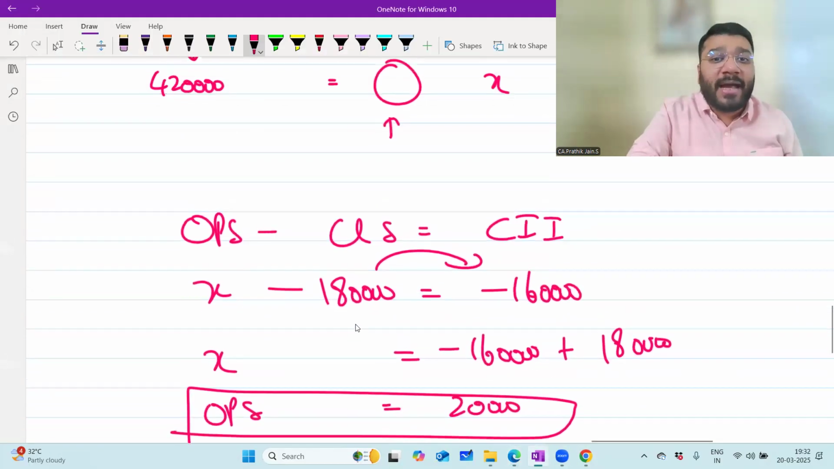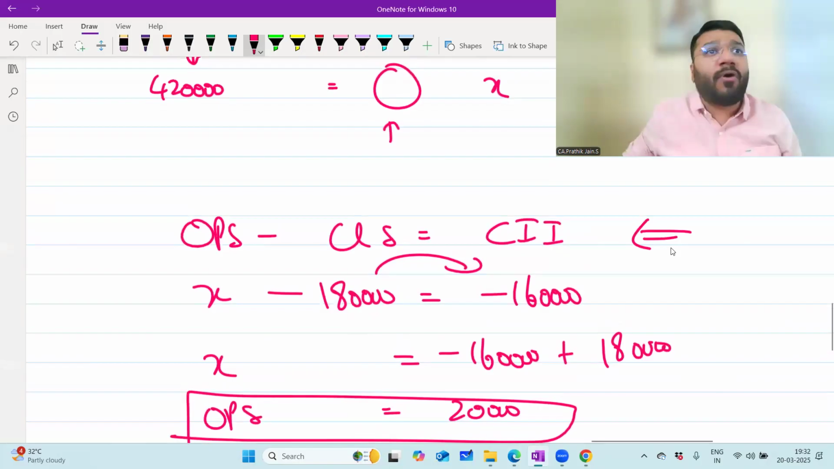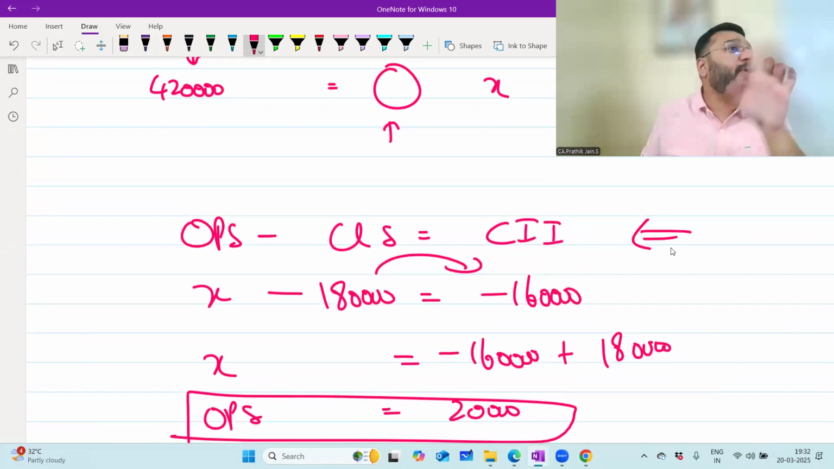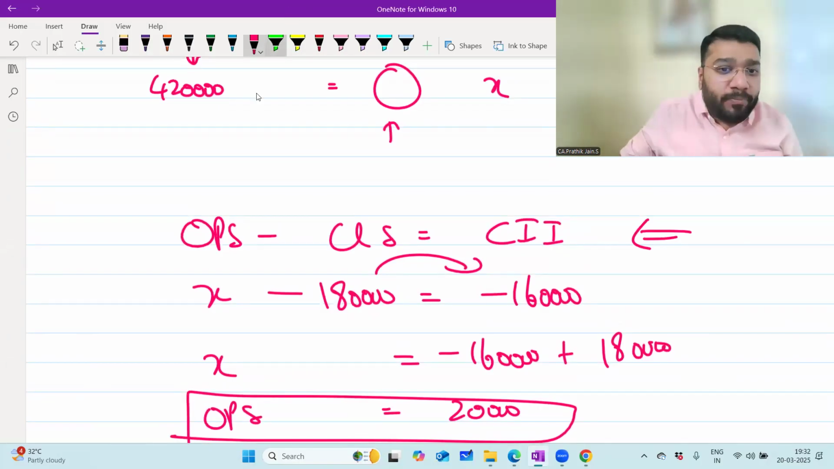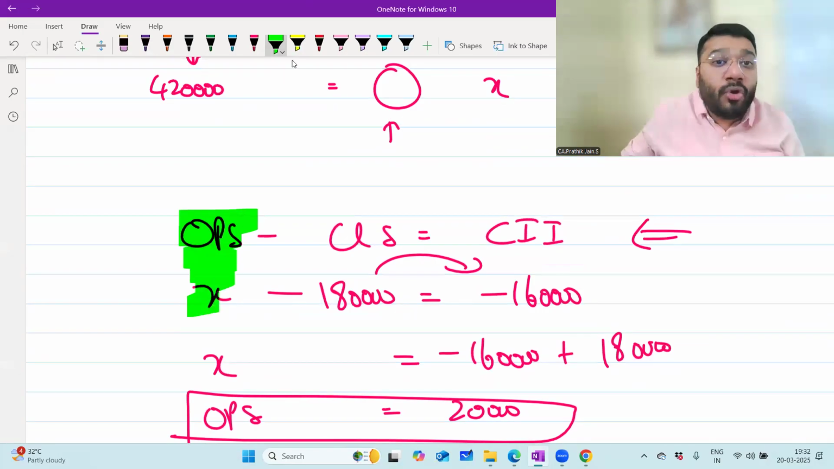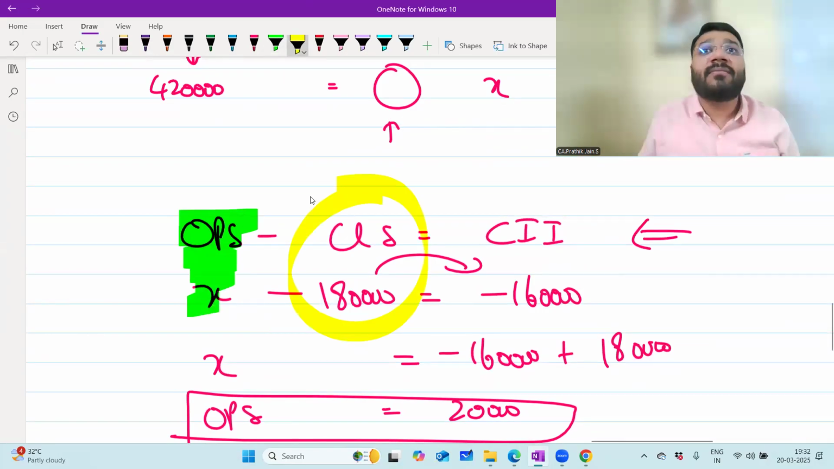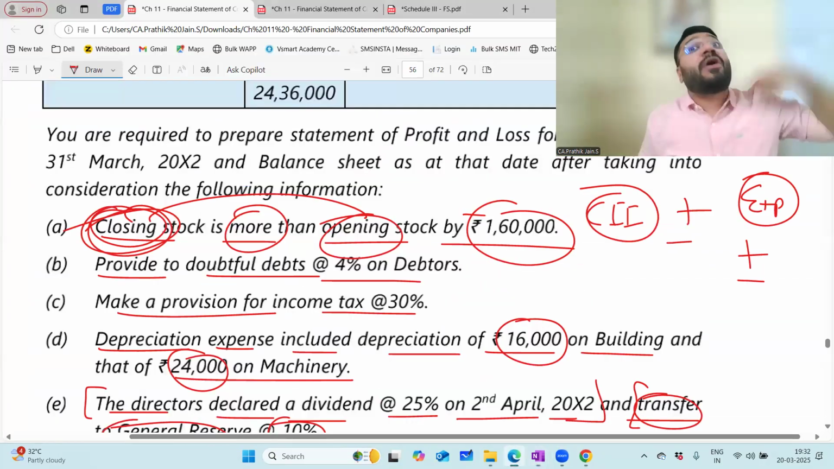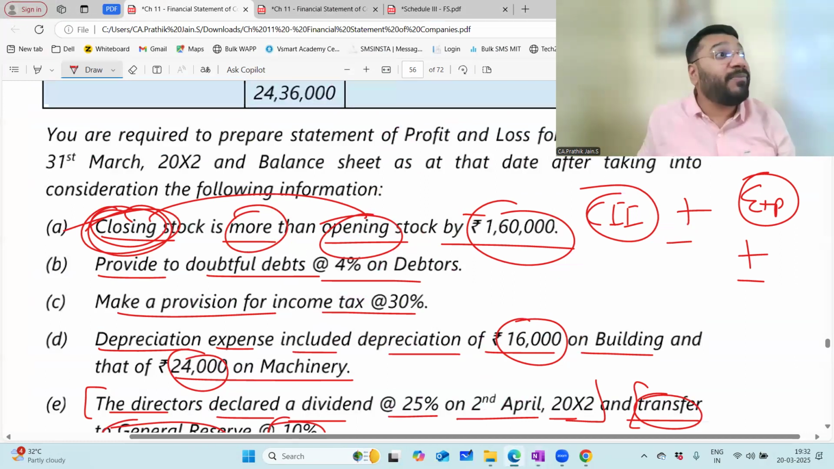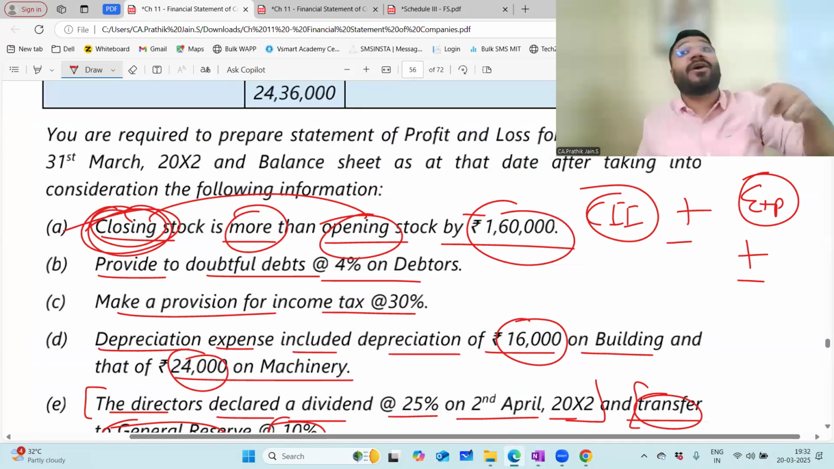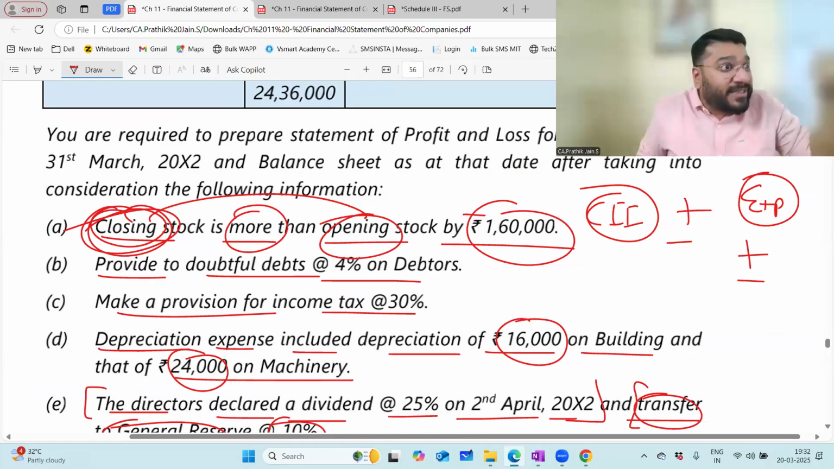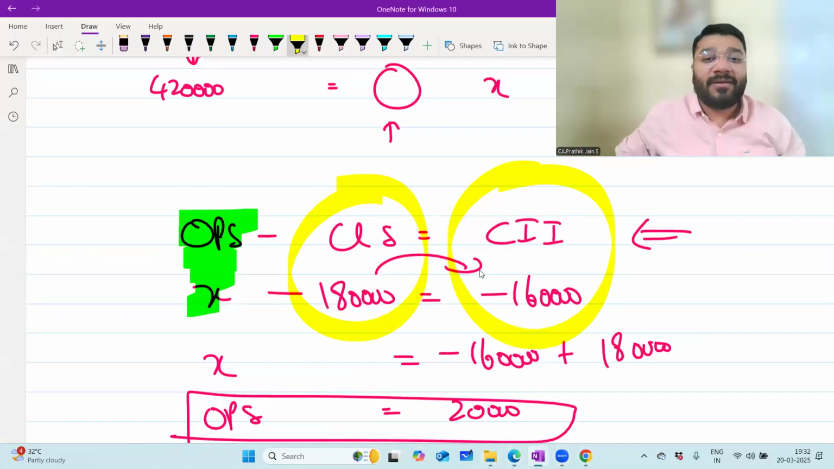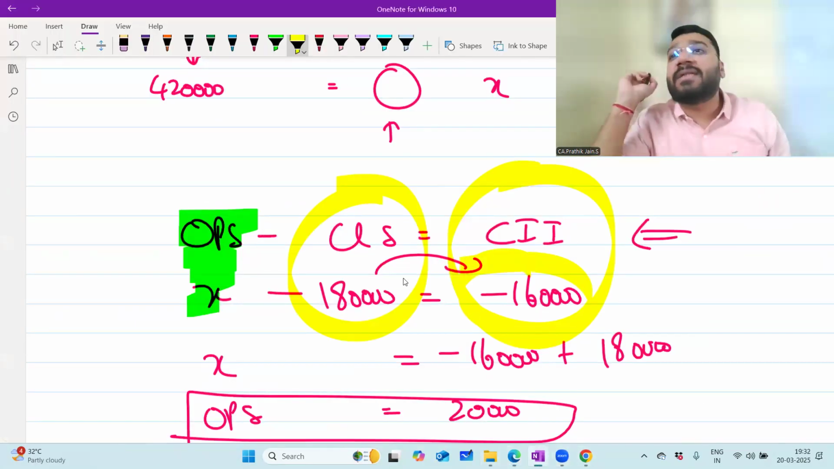So what did I do here? I did a very simple step. You know the formula for changes in inventory? Opening stock minus closing stock. In that, opening stock is what I have to find out. Closing stock is already given. Difference is already given. Now the question is whether the difference is positive or negative. If opening stock is more than closing stock, positive, because that is expense. If closing stock is more than opening stock, it is minus, it is reversal of expenses. That is why I concluded this is minus 160.